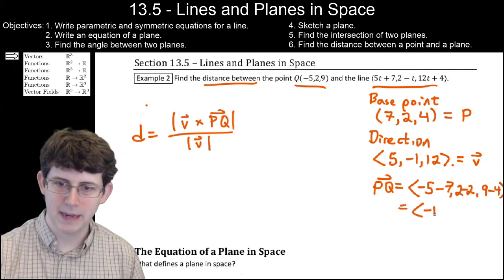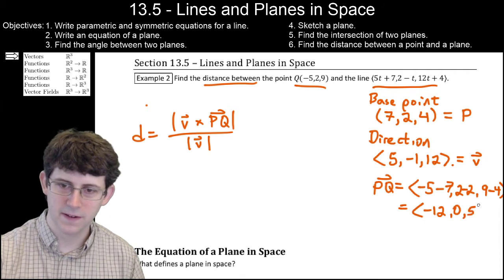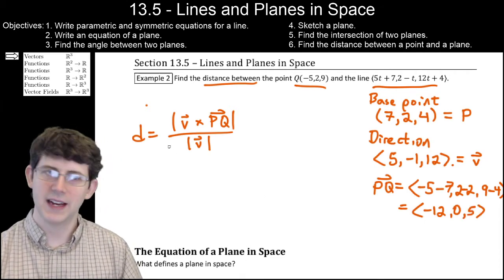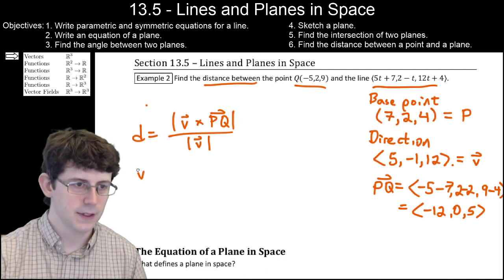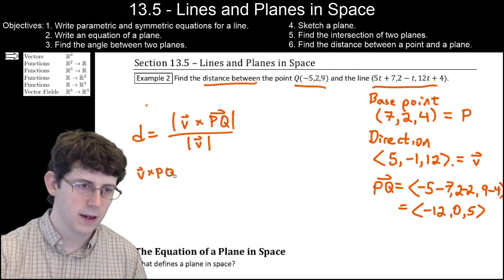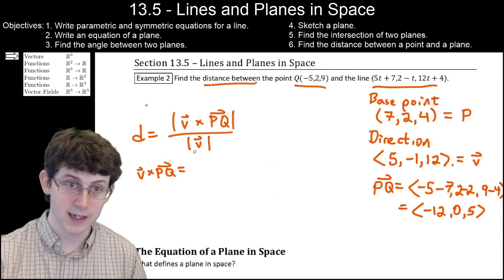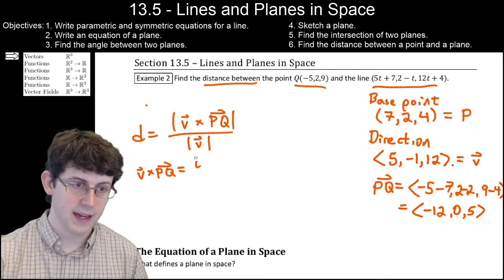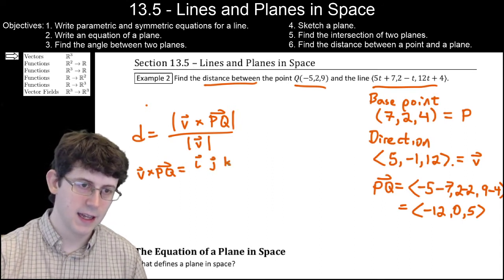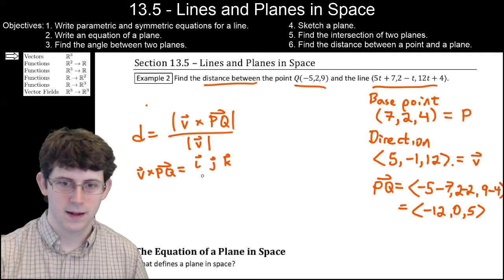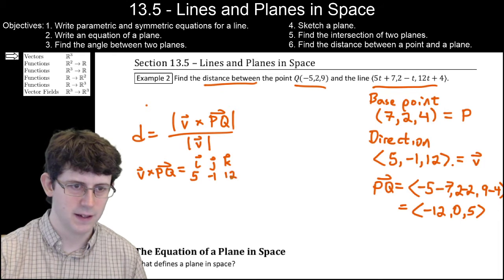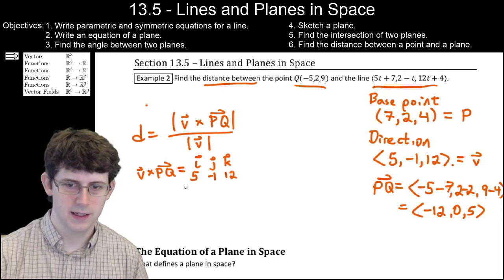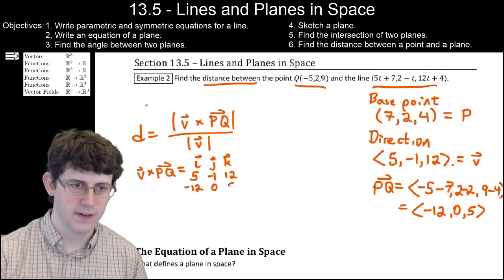So PQ is minus 12, 0, 5. So I have to just find all this stuff and I'll get the distance. Well, V cross PQ we can do because we learned how to do cross products in the previous section. I've got i, j, k. V first, so 5, minus 1, 12. PQ is minus 12, 0, 5.